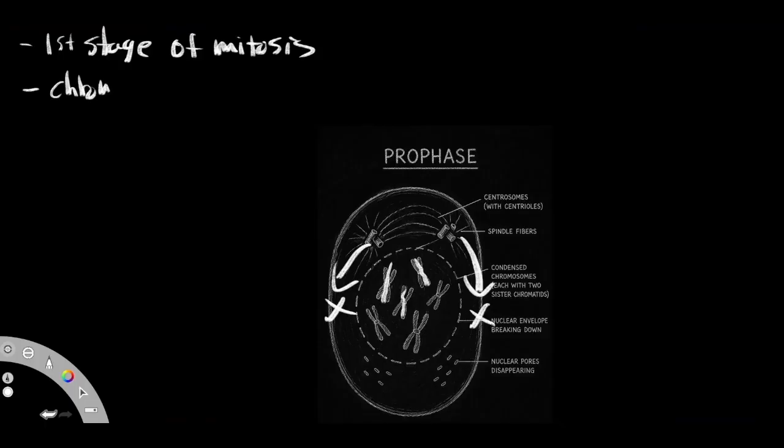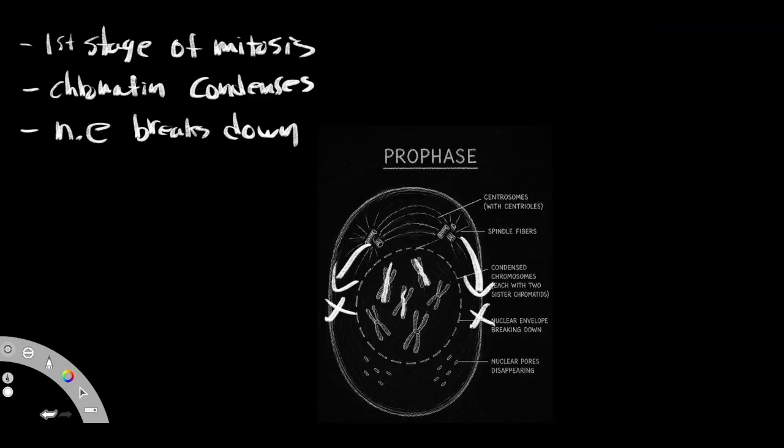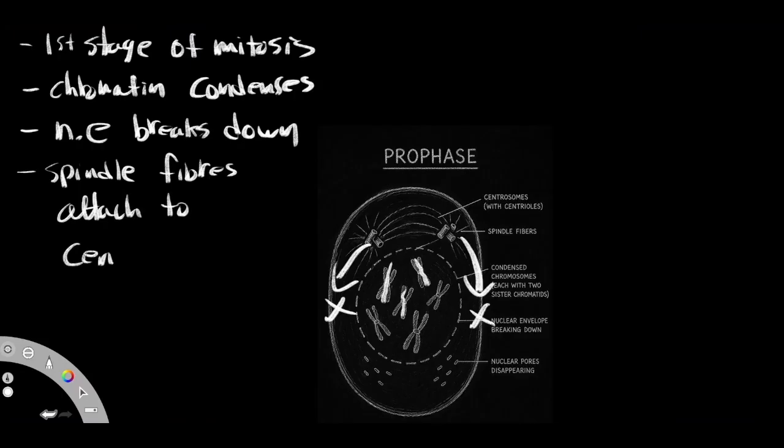All right, so the chromatin condenses, the nuclear envelope, so NE, breaks down, so they can actually split apart without a barrier in the way. And the spindle fibers start to attach to the centromeres of these chromosomes here in the middle.